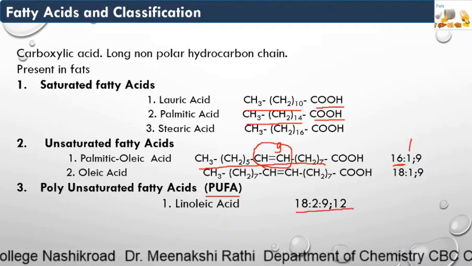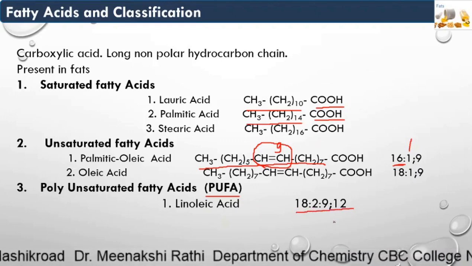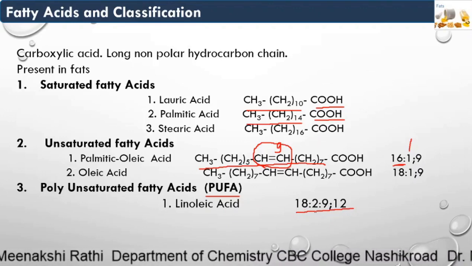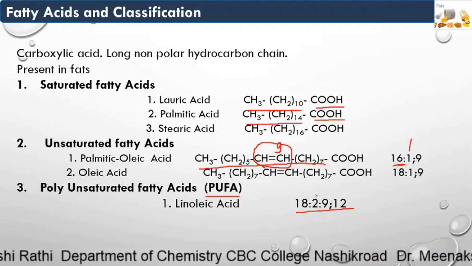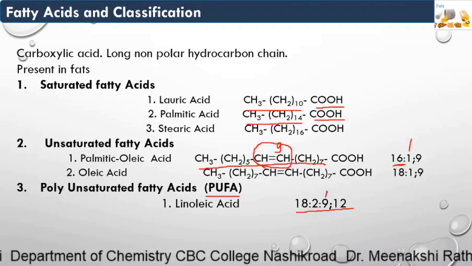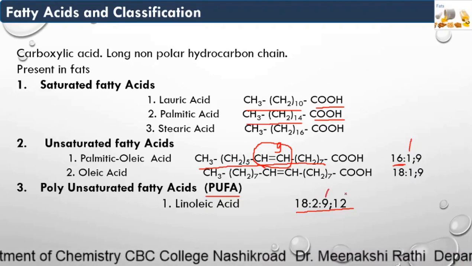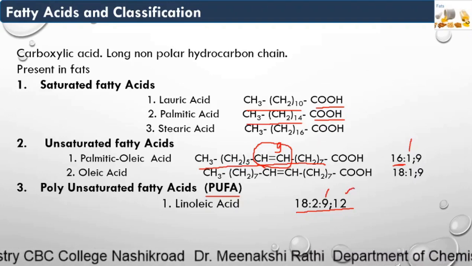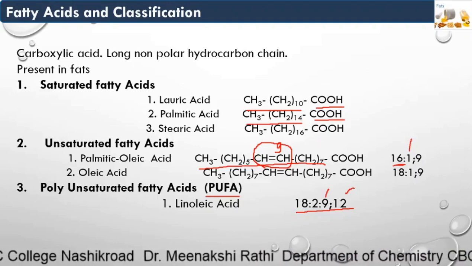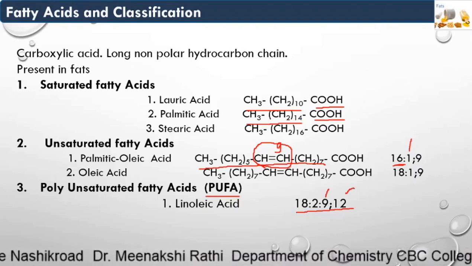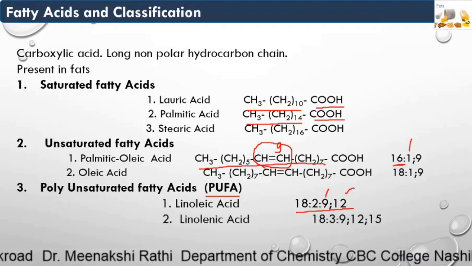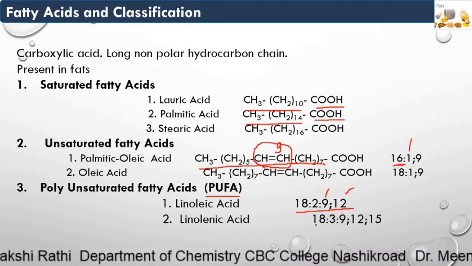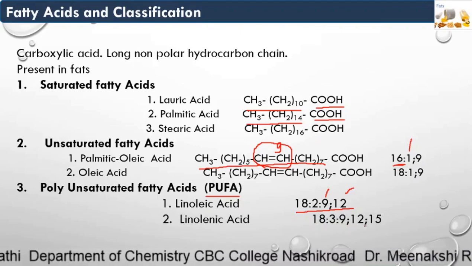Now you can understand from this representation that in linoleic acid there are total how many carbon atoms? 18 carbon atoms. These two indicate there are two double bonds. One double bond is present at the 9th carbon atom and another double bond is present at the 12th carbon atom. But please remember, numbering should be done from the carboxylic group. The second example of polyunsaturated fatty acid is linolenic acid. Linolenic acid is represented as 18, 3, 9, 12, 15.